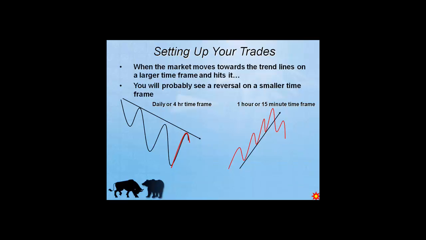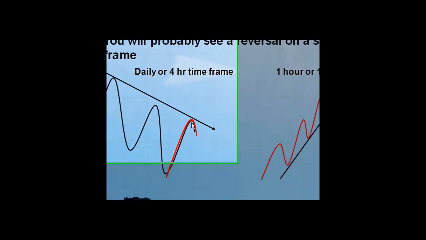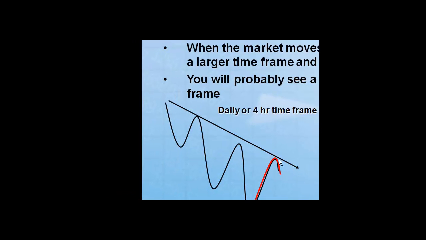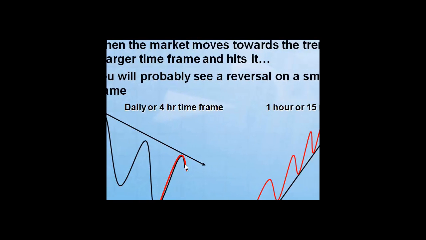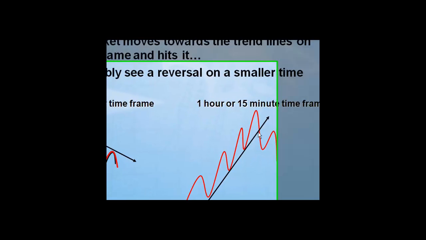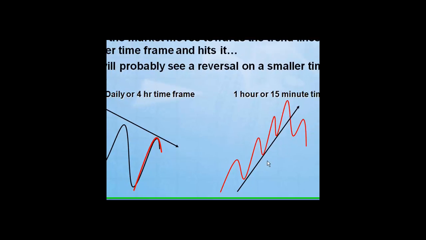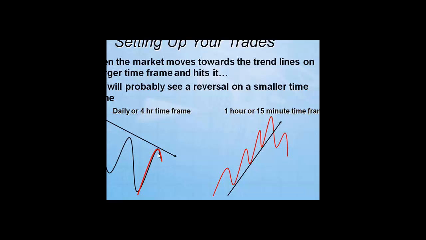Now, for example, here's where you could see it. When the market moves towards the trend lines on a larger time frame and hits, you will probably see a reversal on a smaller time frame. So if you're seeing the markets retracing back on a 4-hour or a daily, and you see it's about to hit the trend, your first signal is going to be a crown or a break in the trend line in a 1-hour or 15-minute chart. And when you're seeing this in the 4-hour, you've got to expect a reversal. You've got to expect a crown on a 1-hour or 60-minute chart.